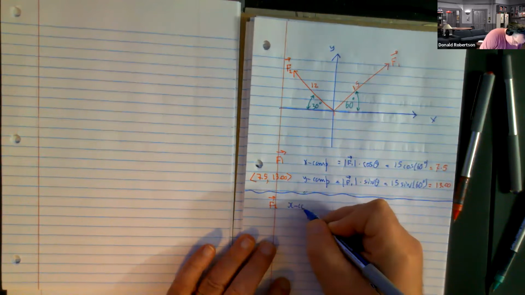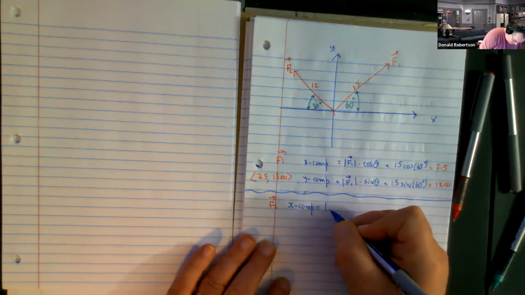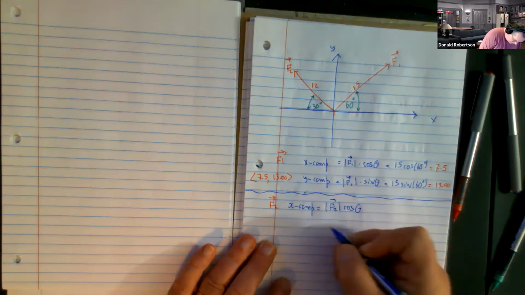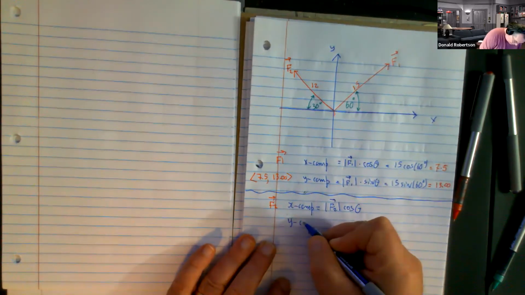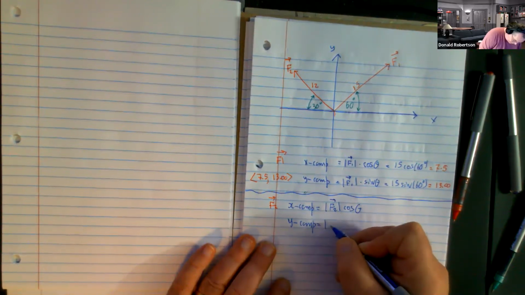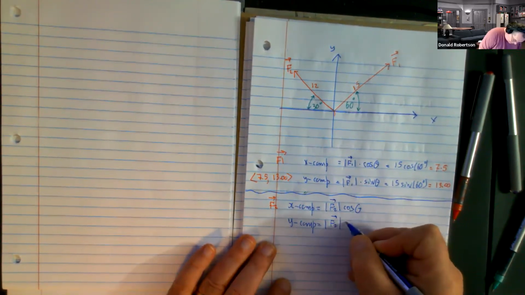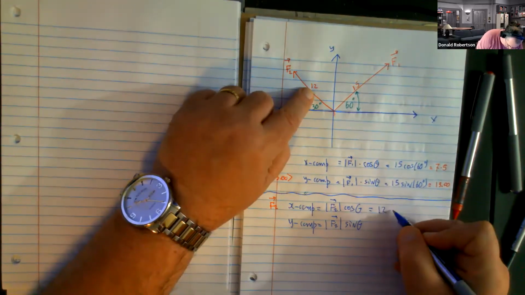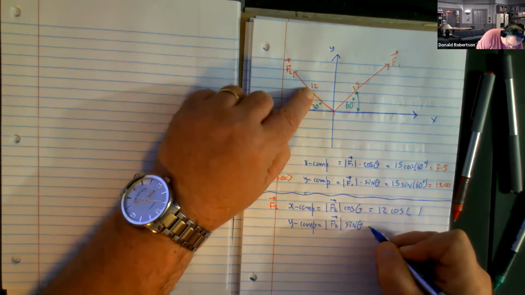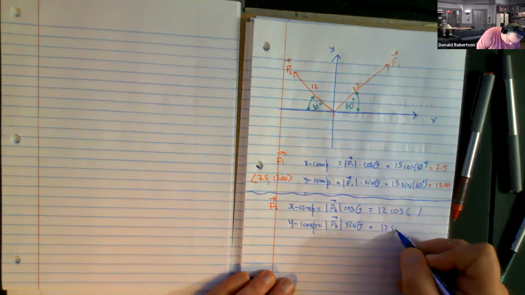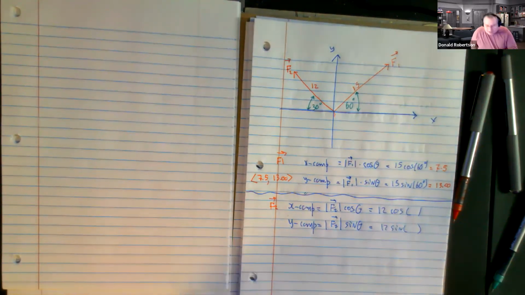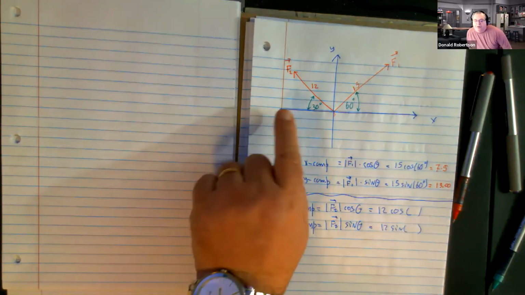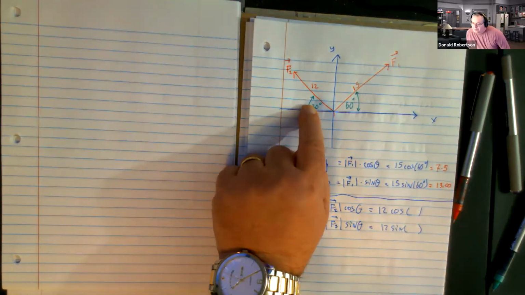Well, its X component is the magnitude times the cosine of the angle, and the Y component is the magnitude of the vector times the sine of it. In this case, the magnitude is 12 times the cosine of something, and 12 times the sine of something. And the mistake you're going to make, which is quite understandable, is you're going to think the angle is 30 degrees.